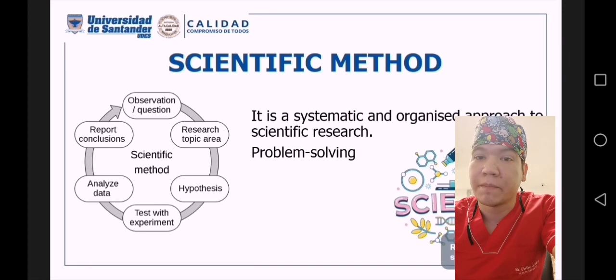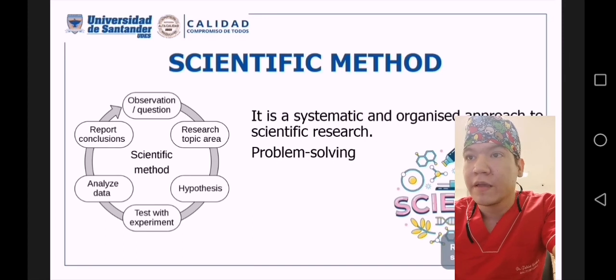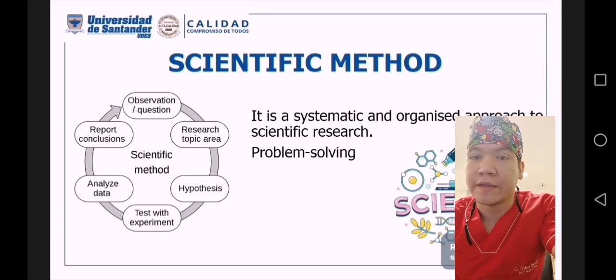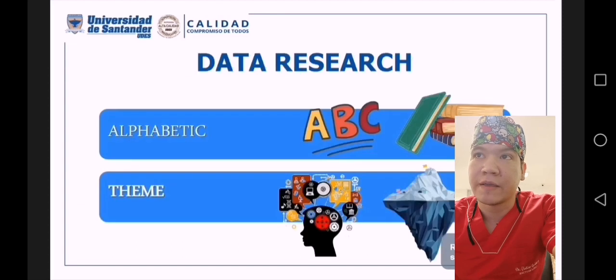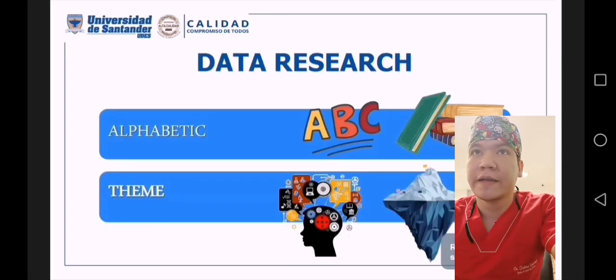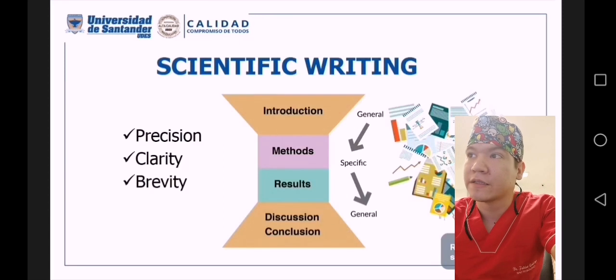I'm a student of medicine in the second semester, and I see a subject that is medical informatics, and I'm going to talk about the second partial, and it's about the investigation methods around medical informatics, and I'm going to start. The first topic is the scientific method, and it's a systematic and organized approach to scientific research. And it involves problem solving.